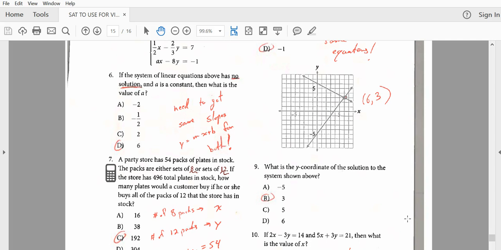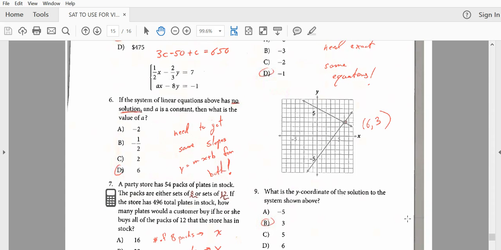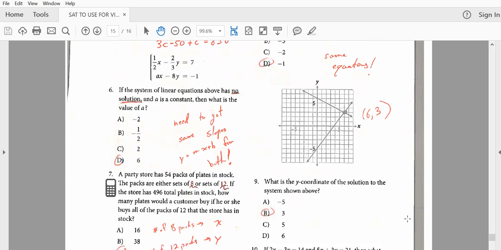Here, no solution, so we need to get to the same slopes for y equals mx plus b. Again, this is another plug and chug type one here, so maybe solve both of those for y, and then see which one's going to give us the same slope, because we know we need the same slope for a no solution answer, right? Parallel lines have no solution.